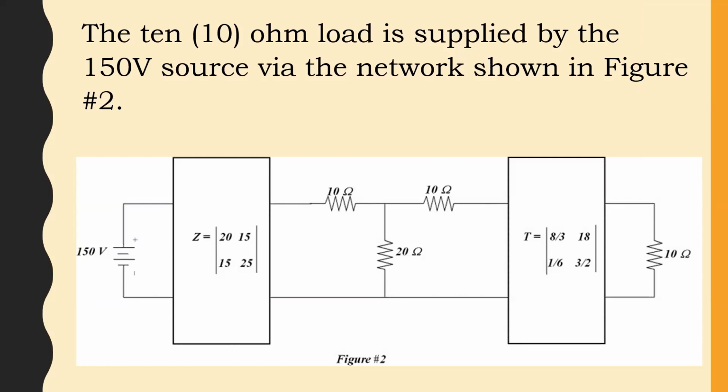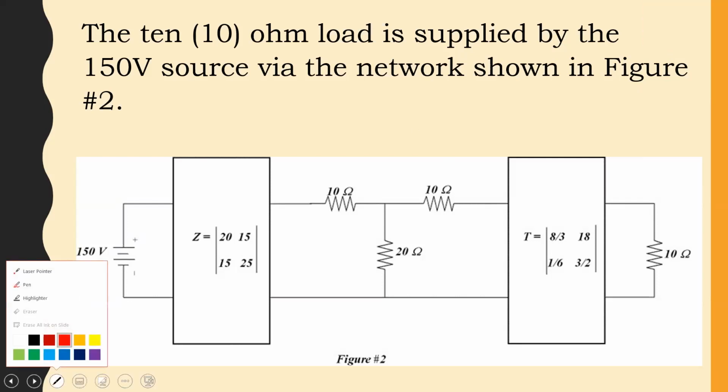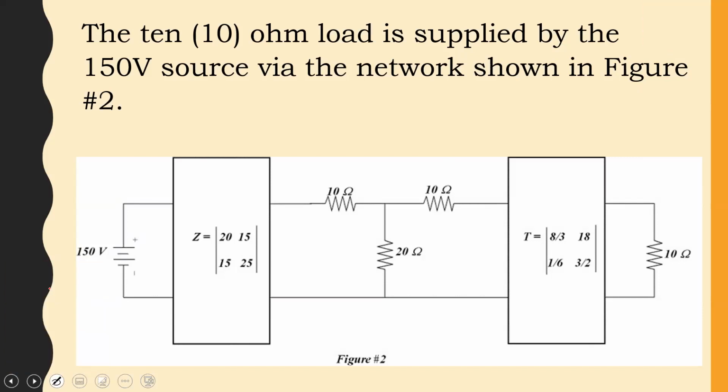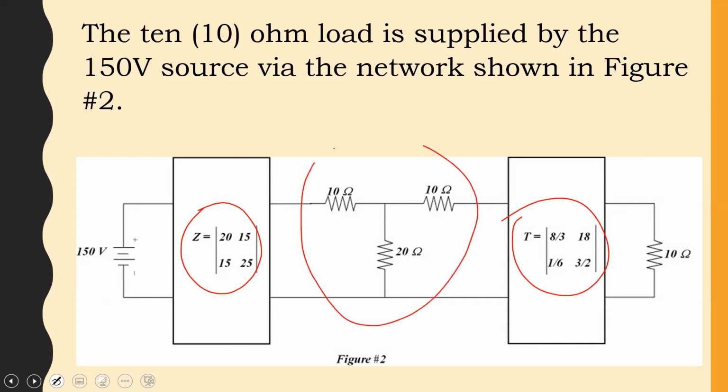So we have here two networks for which the parameters are given. So we have one network here where we have the Z parameters. We have another one here where we have the T parameters. And then we have some resistors here, okay?